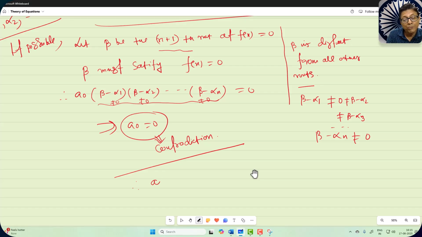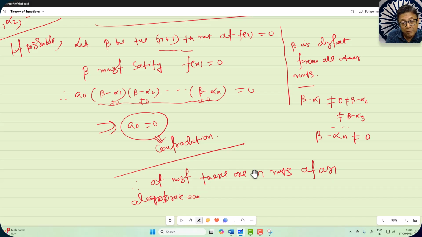Therefore, at most, there are n roots of an algebraic equation or polynomial equation of degree n. Hope you have understood.